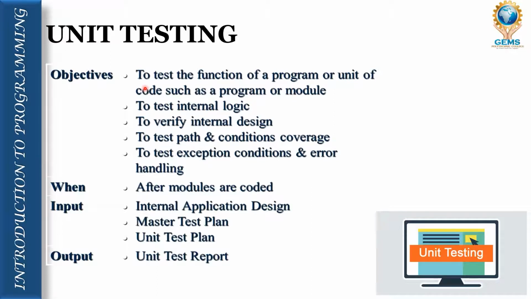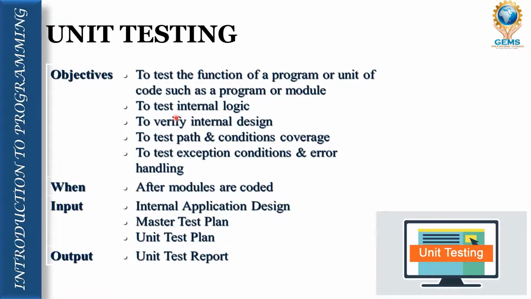Unit testing. The objective of unit testing is to test the function of a program, to test the internal logic of the program, or to verify whether the internal design is done as per the SRS. SRS stands for software requirement specification. The next objective of unit testing is to test path and condition coverage. So these are the objectives for which we go for unit testing.